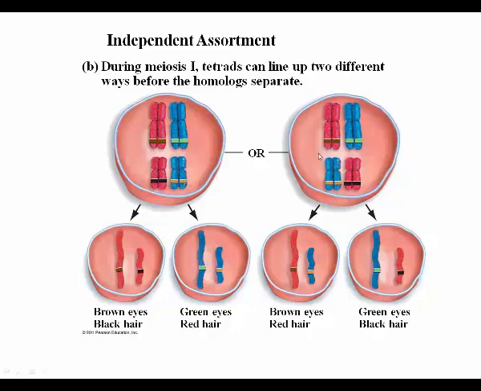Independent assortment shows 2 different alignments of these 2 pairs of chromosomes. And of course, I'm ignoring the fact that I actually have 23 pairs of chromosomes.